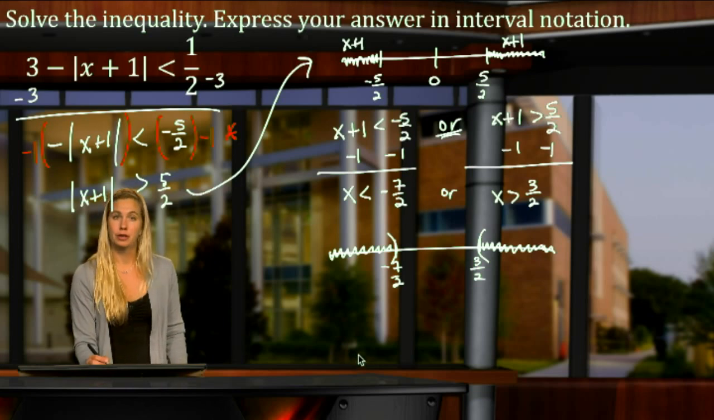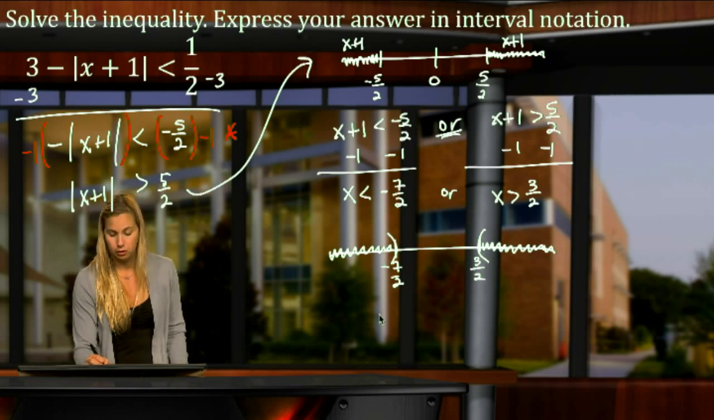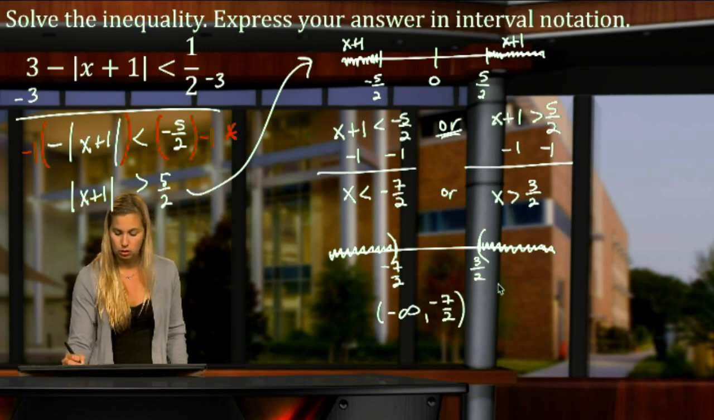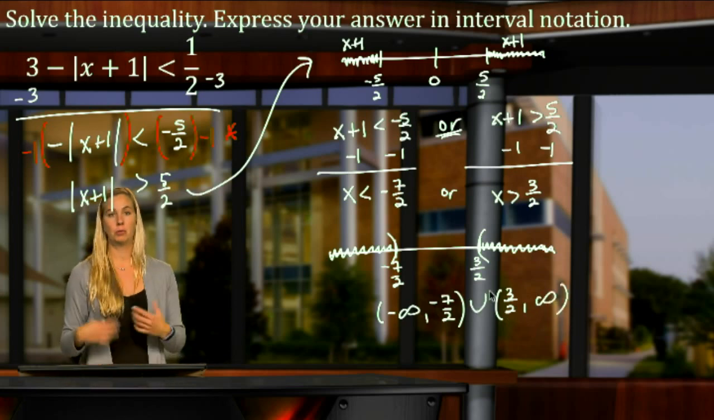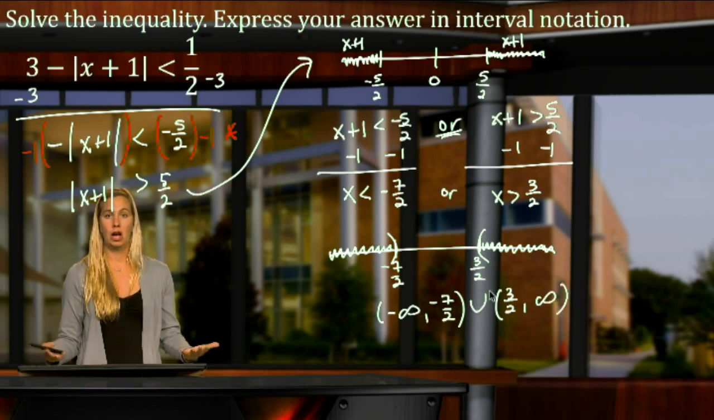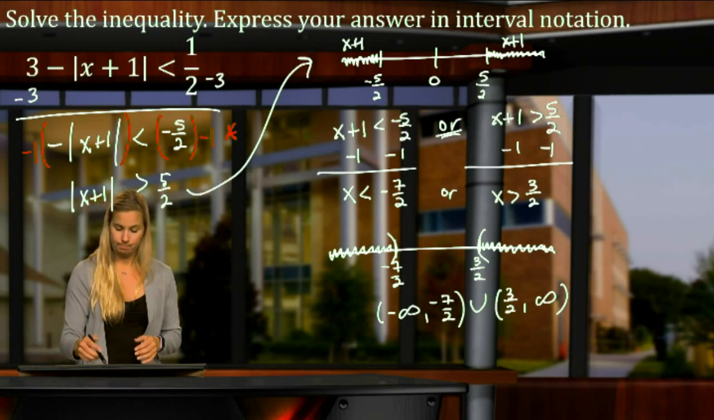Now to write our answer in interval notation, starting with the first interval, goes from negative infinity to negative 7 over 2. And our second interval begins at 3 over 2 and goes all the way to infinity. And because they're separate and we're talking about one or the other, we'll use the union symbol.